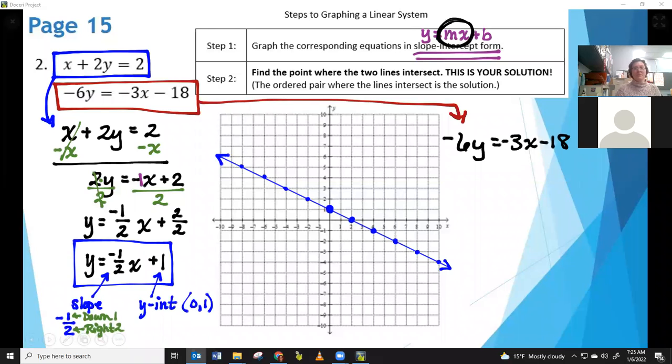So what do I need to do to get it in slope-intercept form? Divide by negative 6. This is being multiplied by -6, so I'm going to divide everything over here by -6. Don't forget, that means we need to distribute our division. So I have -3 divided by -6, x, and then -18 divided by -6. Will either one of my fractions reduce?